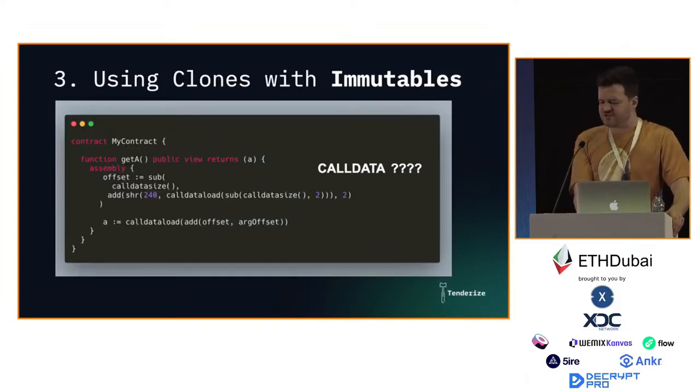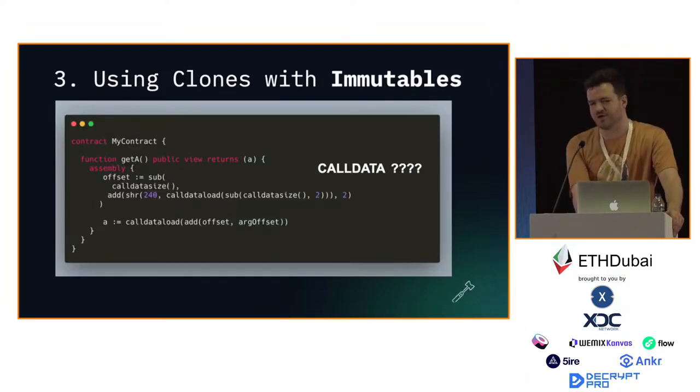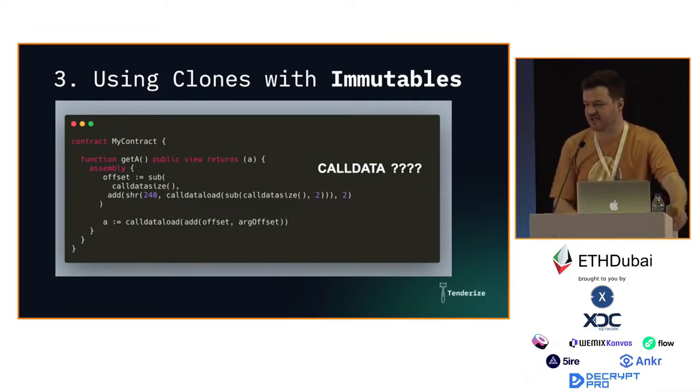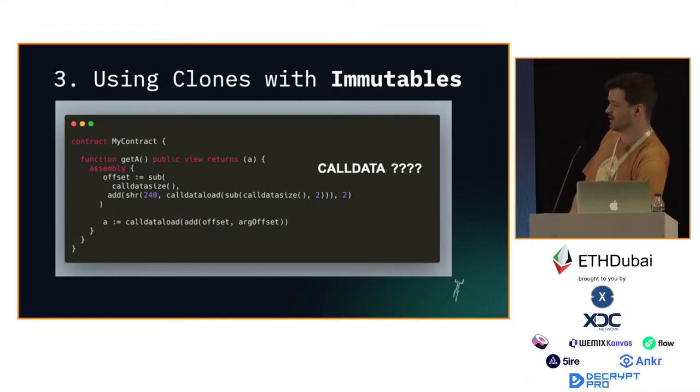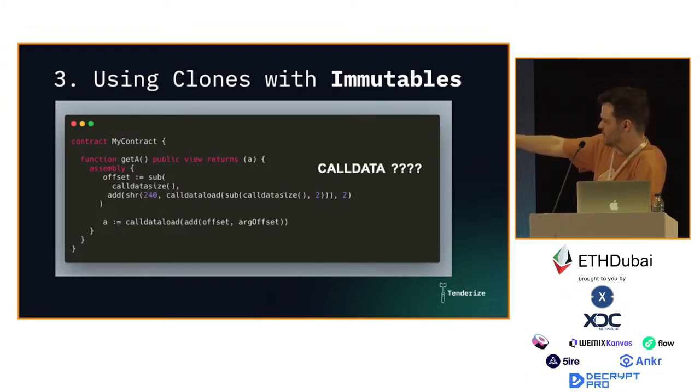So how does this happen if we use clones with what we call immutables? You basically have a contract, and it has a function to get the value of A, but you see there is no declaration for an immutable variable. There is no declaration for a storage slot for A. Yet, if we call getA, we will be returned the value that it's supposed to be. And if you see in the middle right about, it actually loads something from the call data. How does this work?